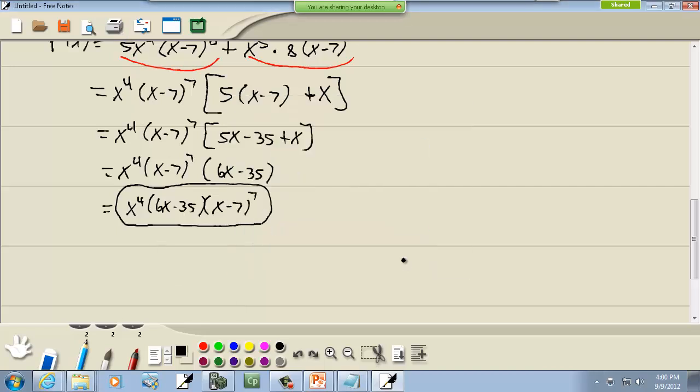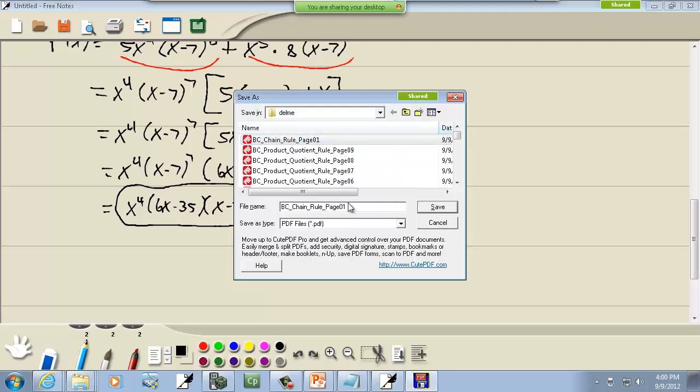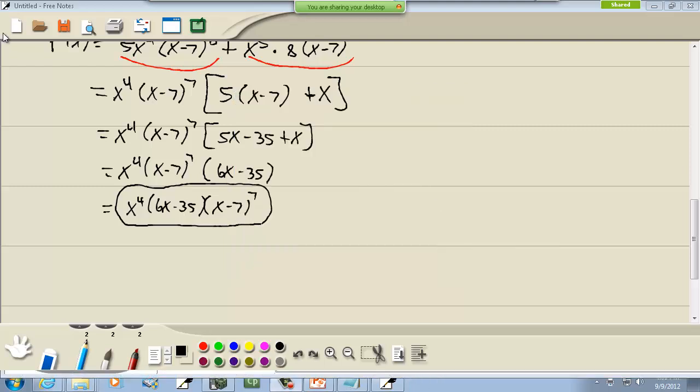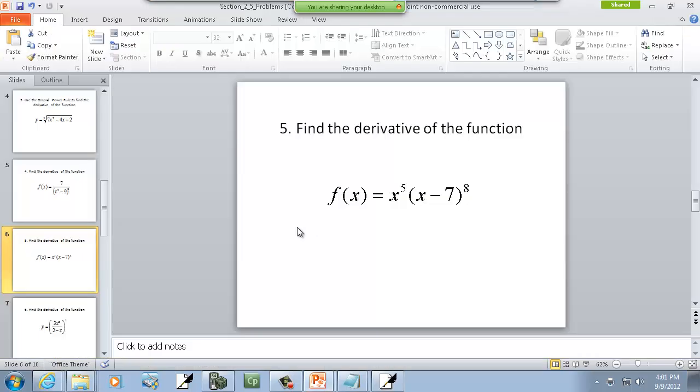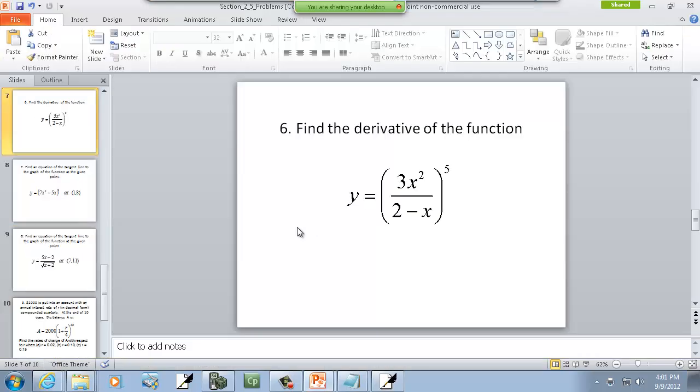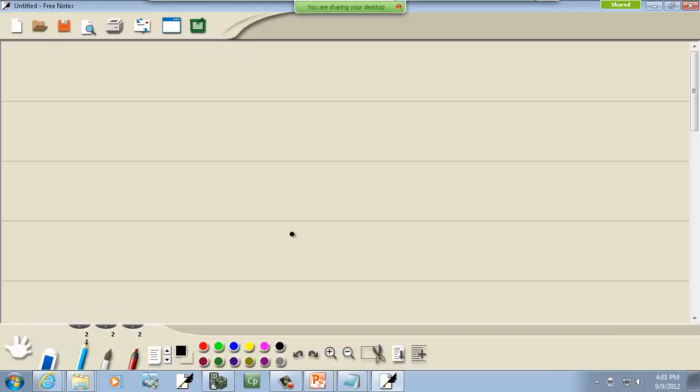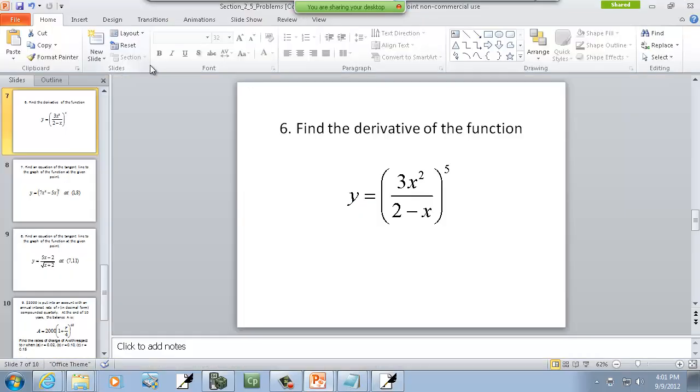Let me save that. And let's look at the next problem. We got (3x squared over 2 minus x) to the 5th power.